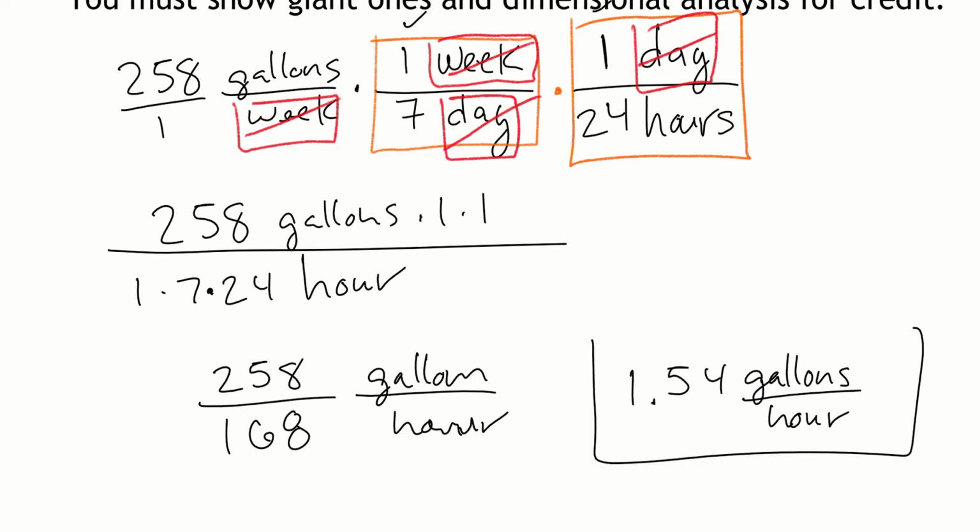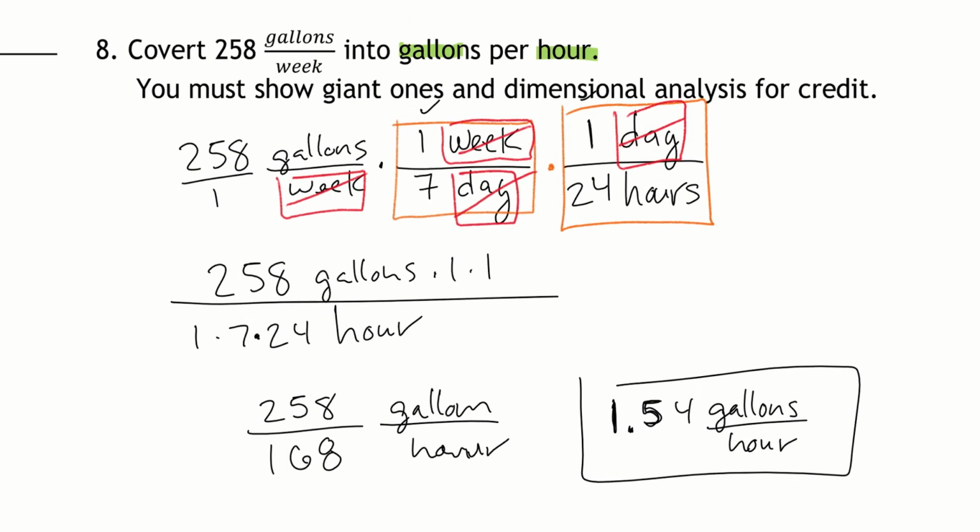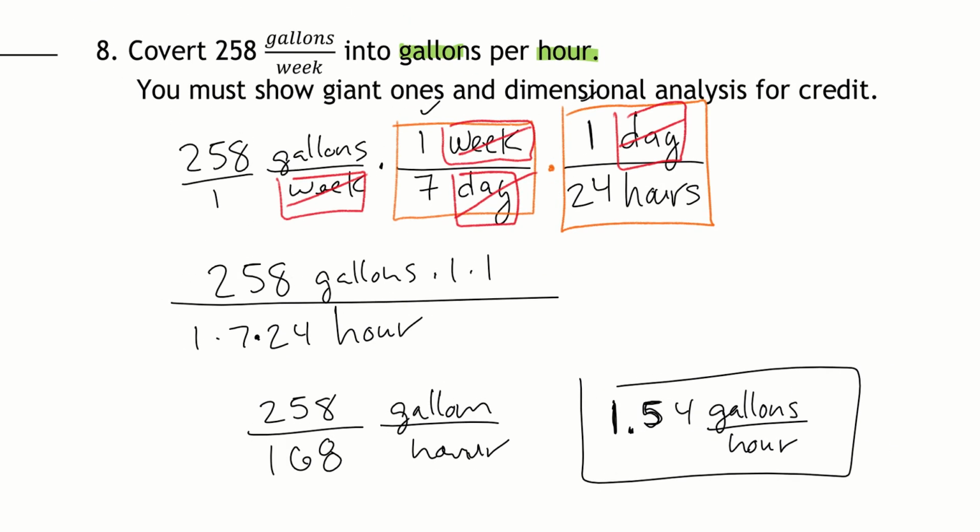And there we go, right? 258 gallons per week is the same as more than 1.5 gallons every single hour, right? There goes a gallon and a half. There goes a gallon and a half. And we are done. That is it for the Chapter 2 solutions.